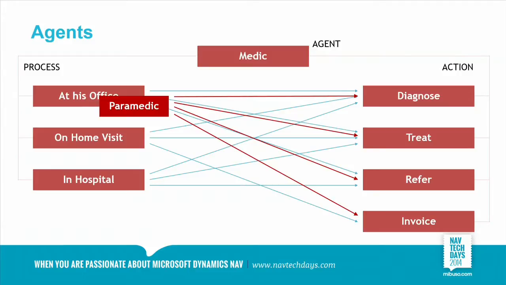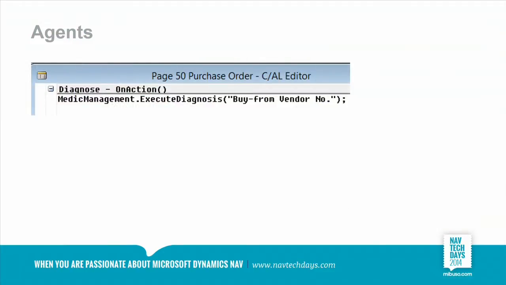To translate this into code, let me give you an example of what I'm talking about. This is what we often have done in the past, and often still do. I still see that a lot in software. We have a diagnose action in a purchase order, and what we do is we call some code unit with some function. This code unit is a functional collection of everything that the medic does, and we pass a code field as a reference. And then whatever that action is, it is coded in that code unit.